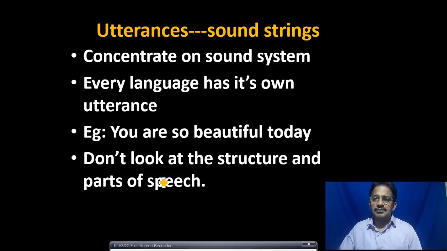In different languages we express different pronunciations, but in English you should not merge with the native language pronunciation, with the native vowels and consonants. So don't look at the structure and parts of speech of that particular word.